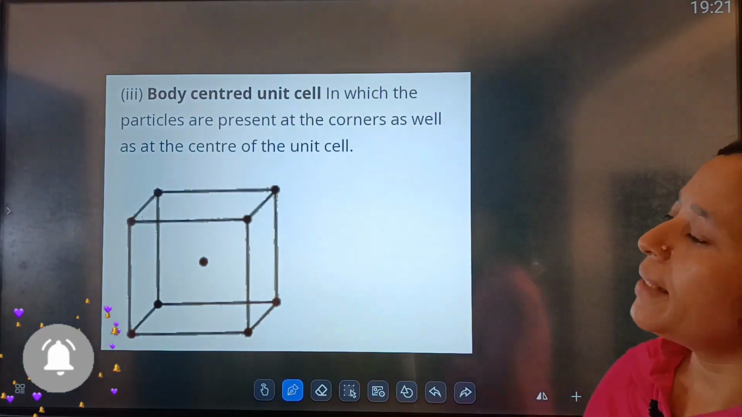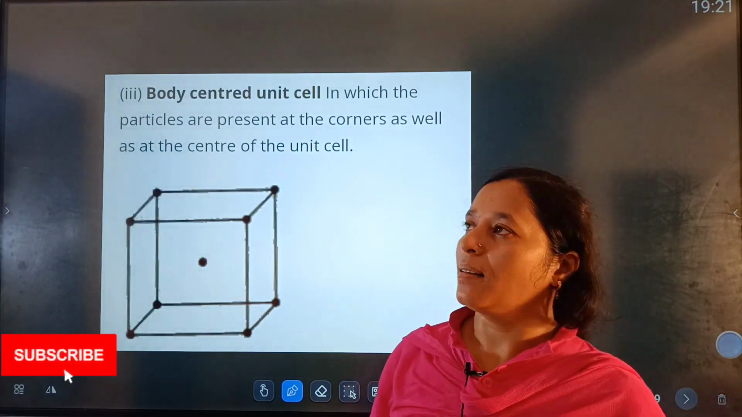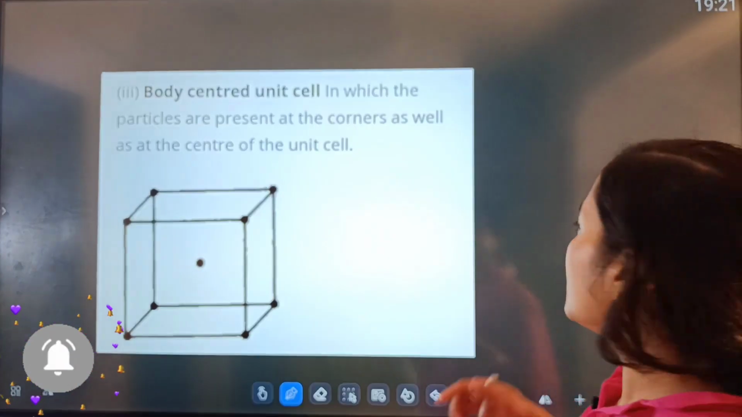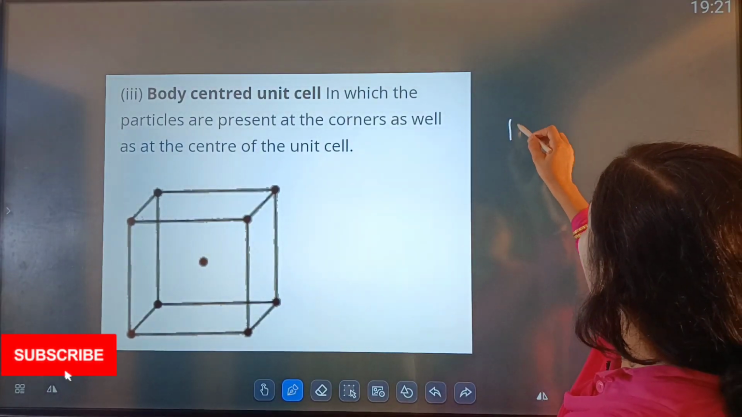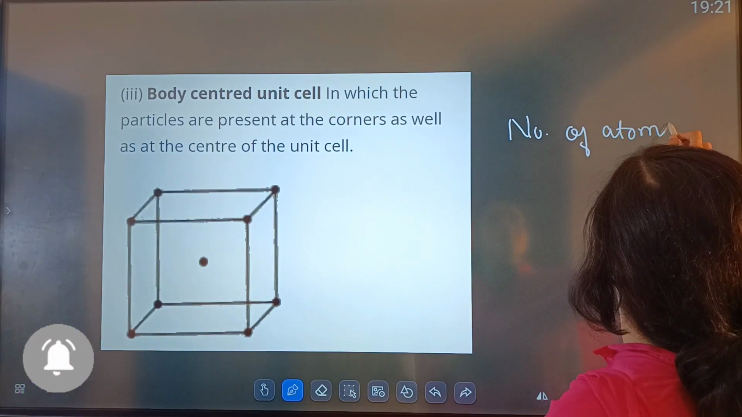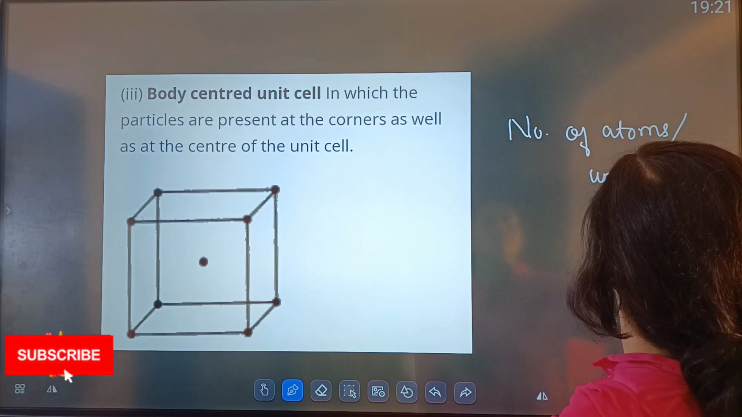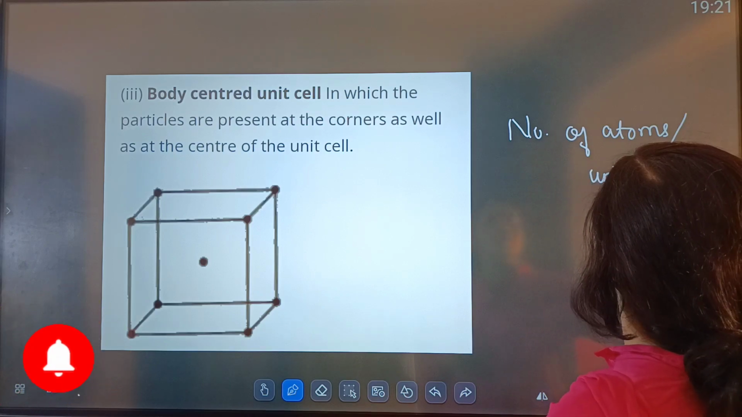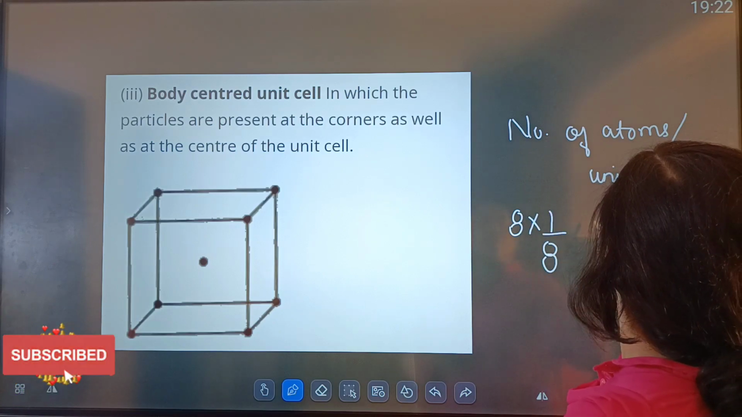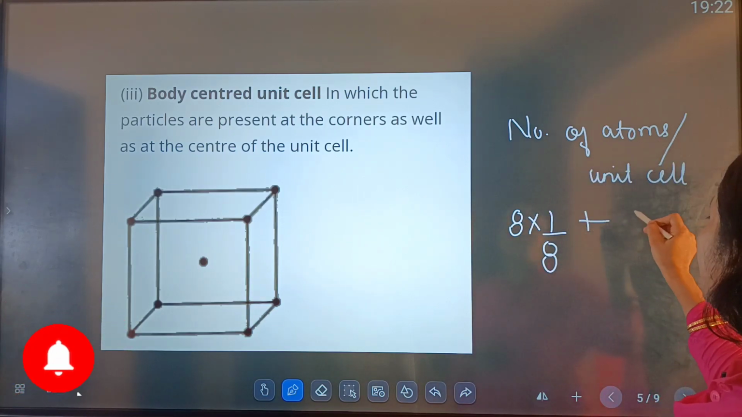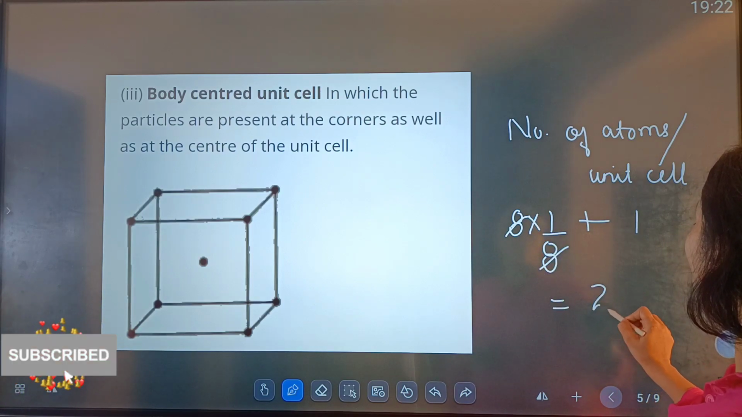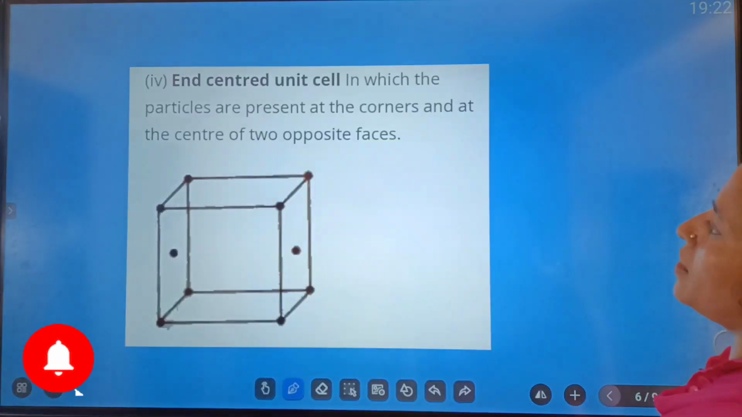Okay. The next is the body centered unit cell. As you can see, there is an atom present at the center of the BCC crystal. So we will calculate the number of atoms per unit cell in it also. So it will be 8 into 1 by 8, that is, the 8 particles are present at the 8 corners, plus 1 at the center. So in the BCC structure there are 2 atoms per unit cell.